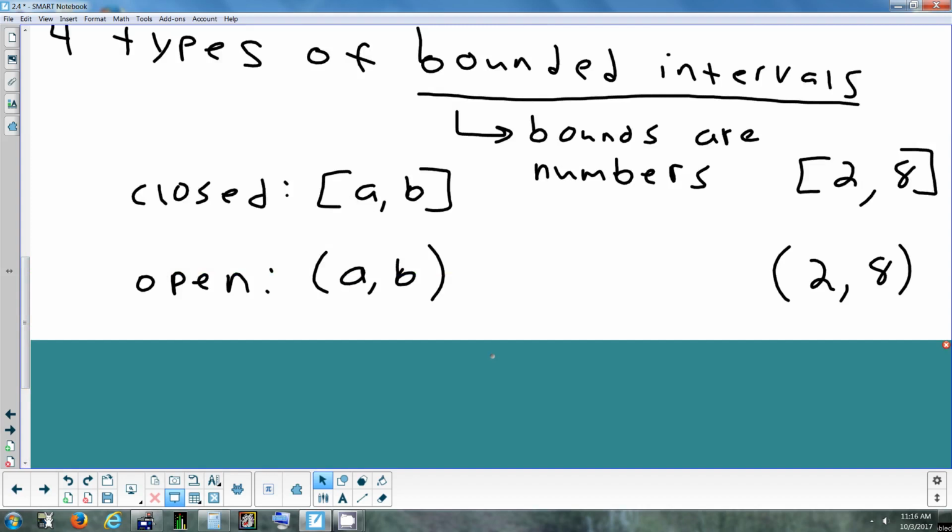So it's like you can go up to 7.99999 or 2.00001, but you can't include the 2 and you can't include the 8 on an open interval. How about on a closed interval? You can include the 2 and you can include the 8.